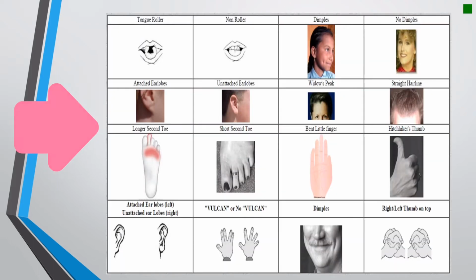You could also use the following traits and observe them. Tongue roller, non-roller, dimples, no dimples, straight hairline, longer second toe, short second toe, bent little finger, Vulcan, no Vulcan, right thumb on top, or left thumb on top.